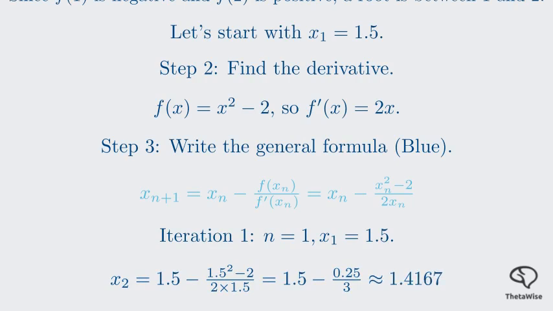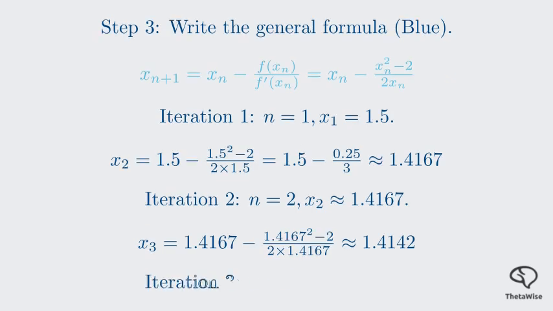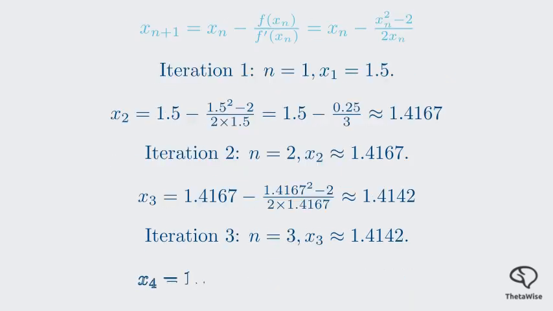Now we repeat the process. We use x2 to find x3. For our second iteration, n is 2, and x2 is approximately 1.4167. Plugging this into our formula gives us approximately 1.4142. This is our third guess, x3. Let's do one more iteration to ensure we have the accuracy needed. For our third iteration, x3 is approximately 1.4142. This time, when we plug it in, our result, x4, is also approximately 1.4142. Since our approximation hasn't changed to 2 decimal places, we have our answer.